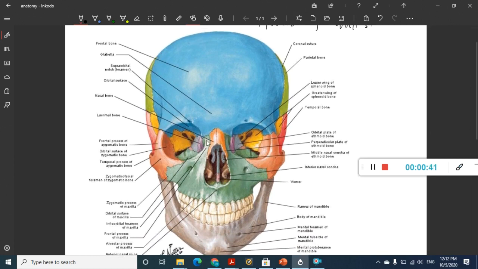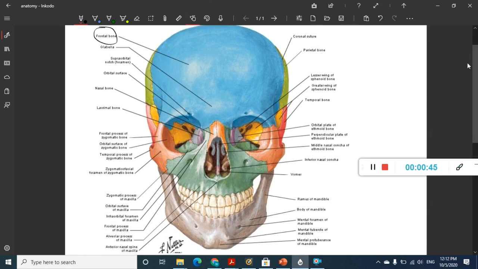So this is the first bone which you see, which is blue color. This is the frontal bone. Then you have these orange colored bones, which are called nasal bones. See, this is the nasal bone, and these green colored bones which you see are called maxilla. So this is maxilla. And you have this orange color bone, which is the zygomatic bone.